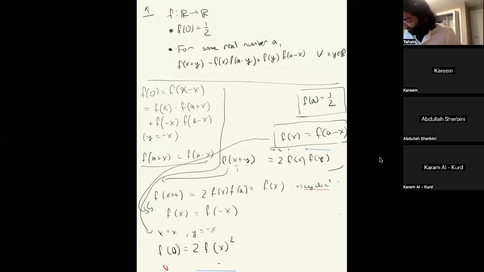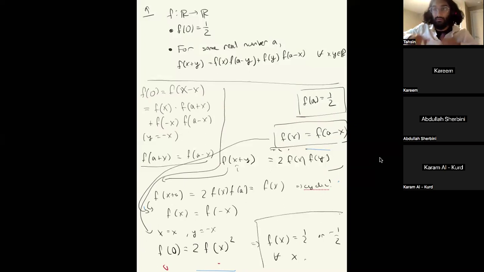Okay, great. So f of x equals half or more. So f of x equals 1 over 2 or minus 1 over 2 for each x. I see. Great. And so now we have to be careful.